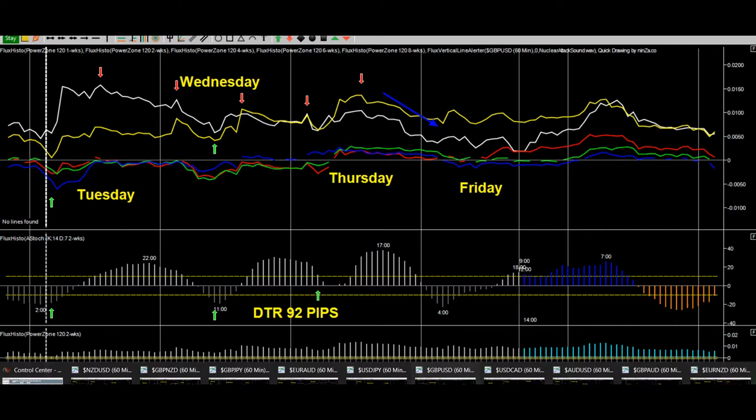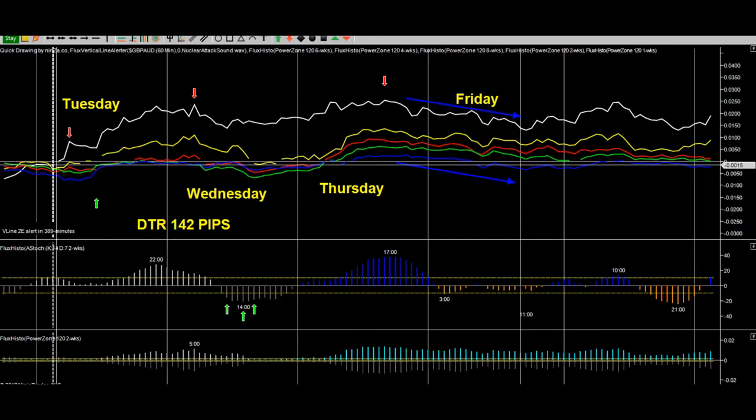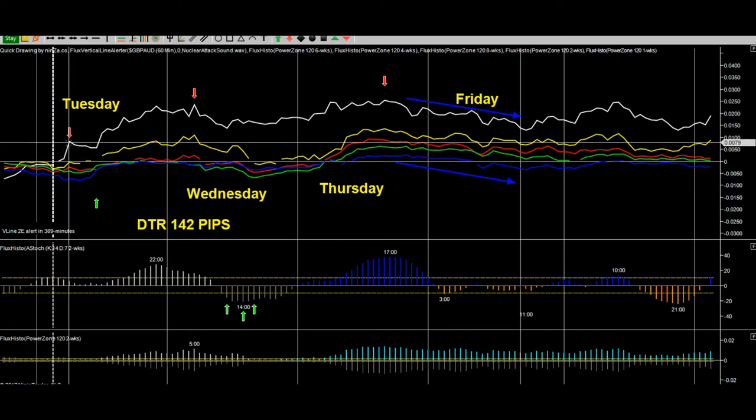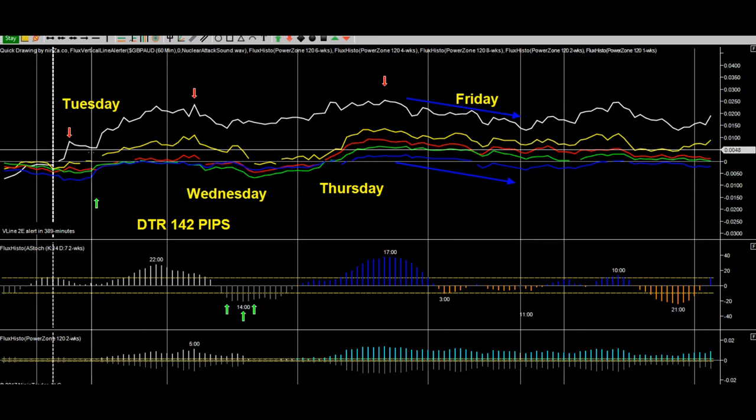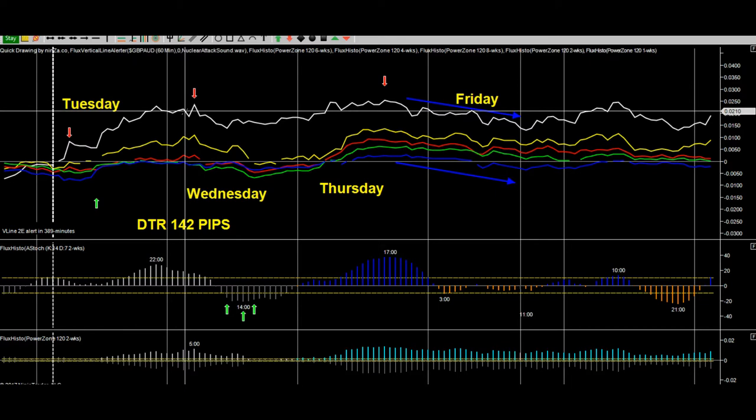Pound Aussie is right here. So the pound Aussie still has some upward movement here until we get to about 6 a.m. in the morning. Then we're going to pull back. So I'll probably exit there and then re-enter again at 11 o'clock for an up move.